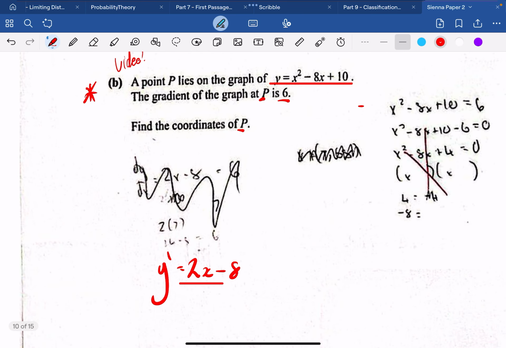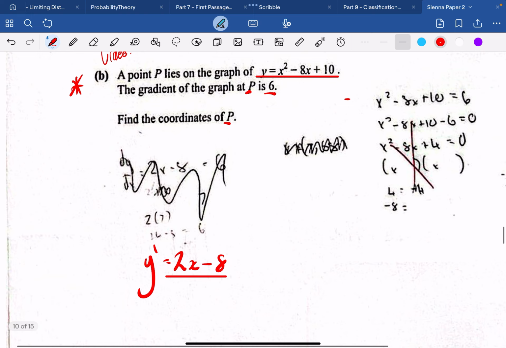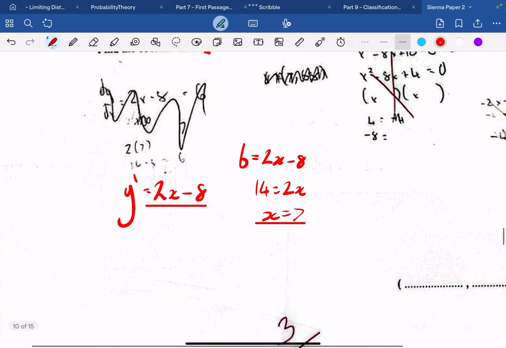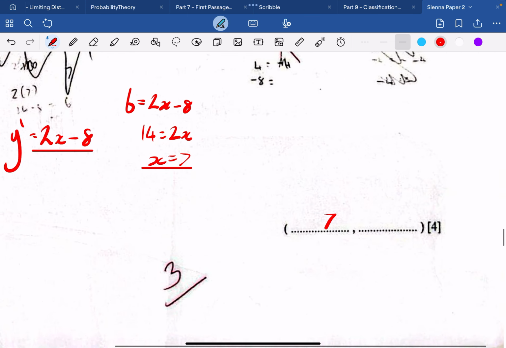So this is our derivative. So now we know the gradient is equal to 6. So let's sub it in. 6 is equal to 2x minus 8. 14 is equal to 2x. X is equal to 7. So now we have the x coordinate, 7, right?